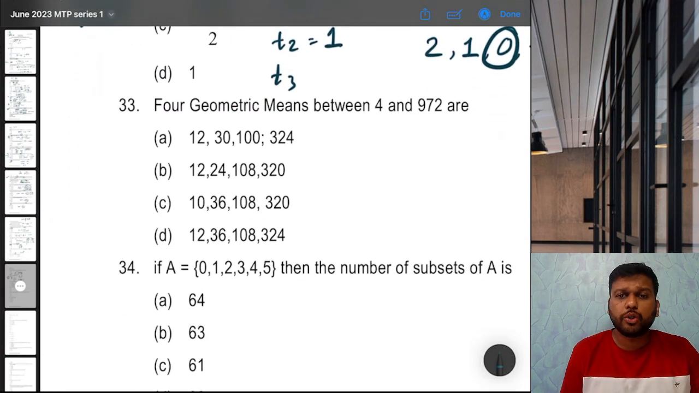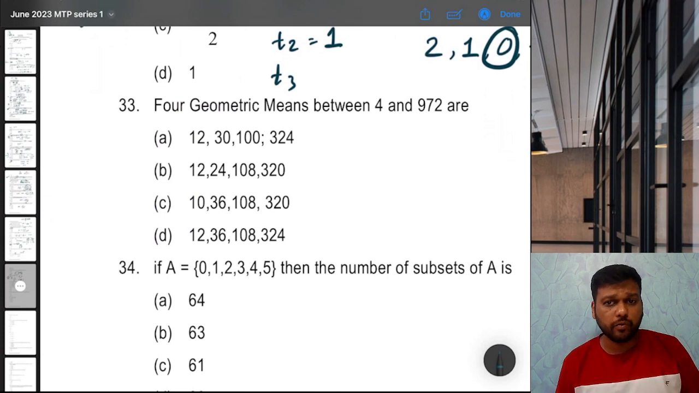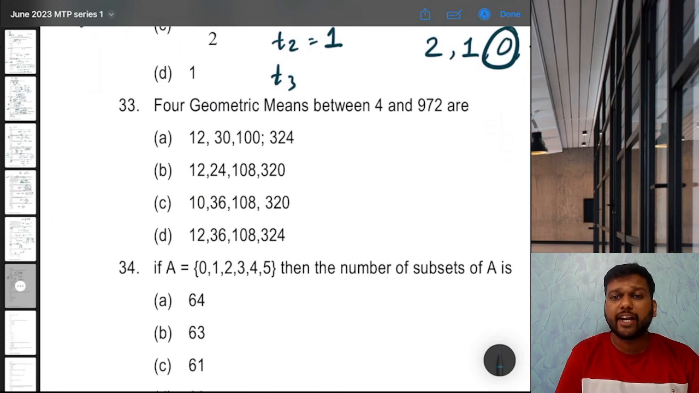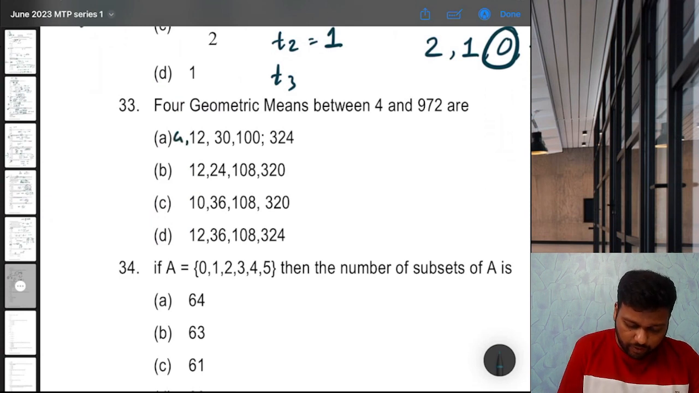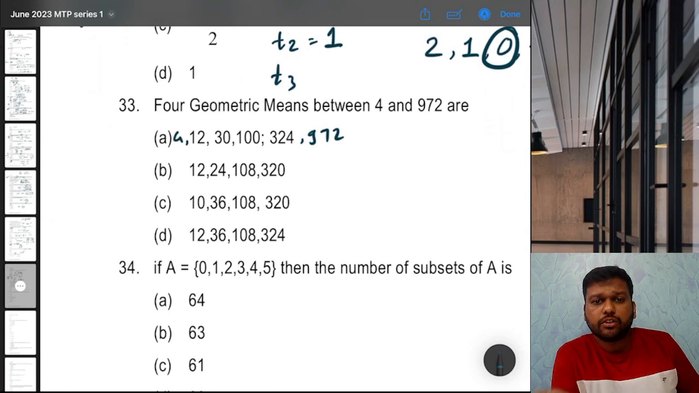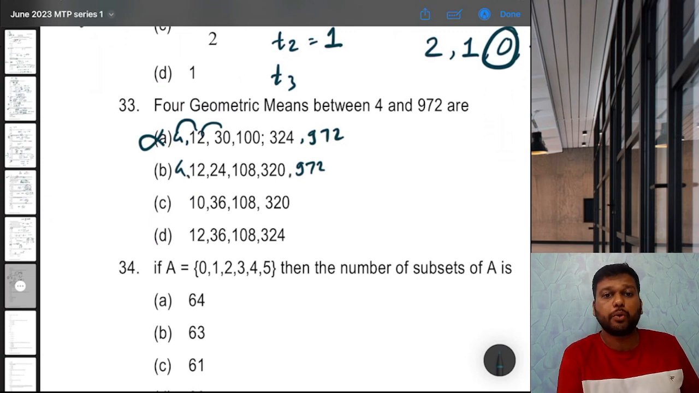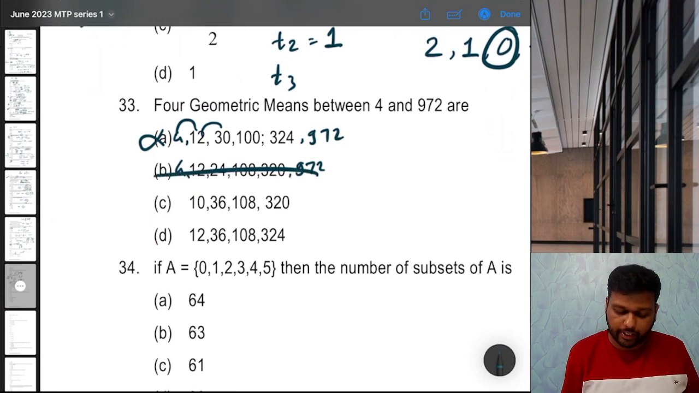Next. 4 geometric means between 4 and 972 are. Okay. Again, go by options. How will you go by options? See, geometric means everything is in GP. So if I write something like this, 4, 972, that means everything has to be in GP, right? So let's check the ratios. What is 12 by 4? 3. But 30 by 12 is not 3, right? So this is not correct. Next, again 4, 972. What is 12 by 4? 3. But 24 by 12 is not 3. So again that is wrong.